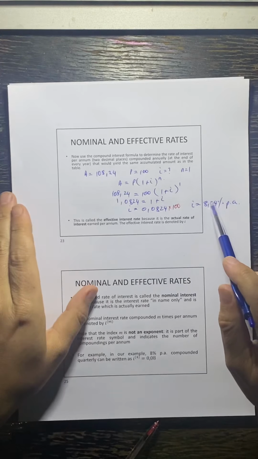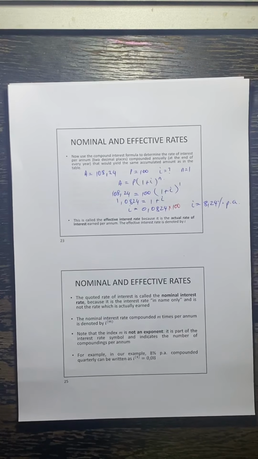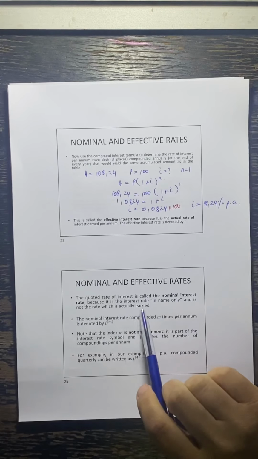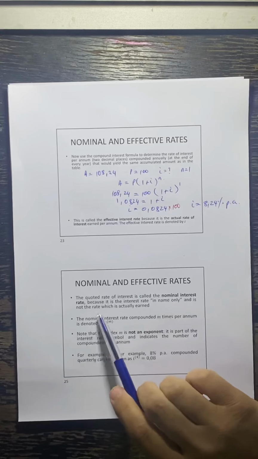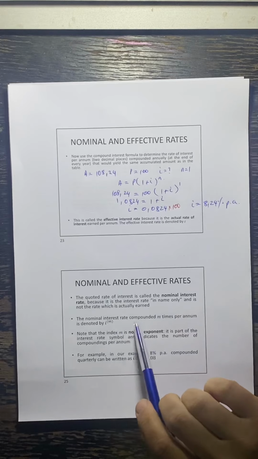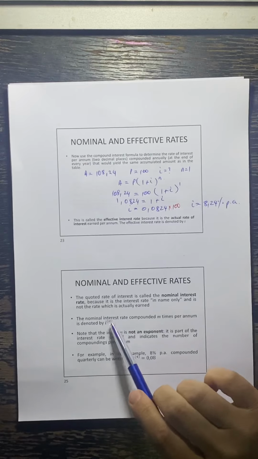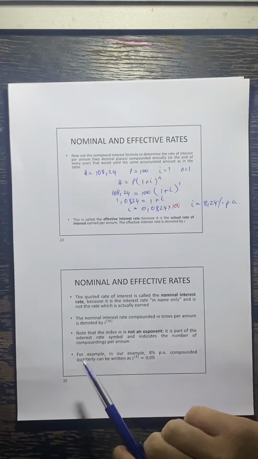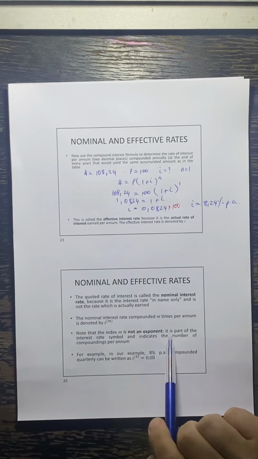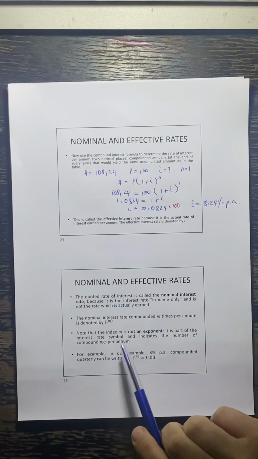Okay, so let's have a look. See here, the quoted rate of interest is called the nominal interest rate, because it is the interest rate in name only and is not the rate which is actually earned. The nominal interest rate compounded m times per annum is denoted by i_m. Now this is not a power, guys. This is not an exponent. Note that the index m is not an exponent. It is part of the interest rate symbol and it indicates the number of compoundings per annum.